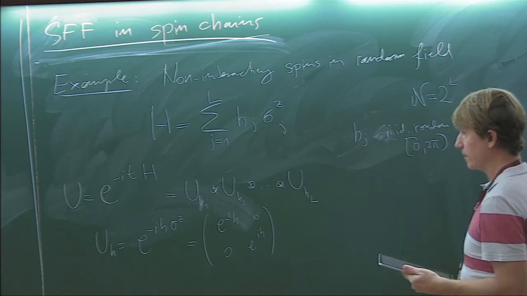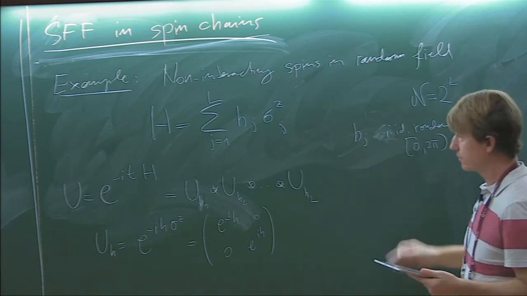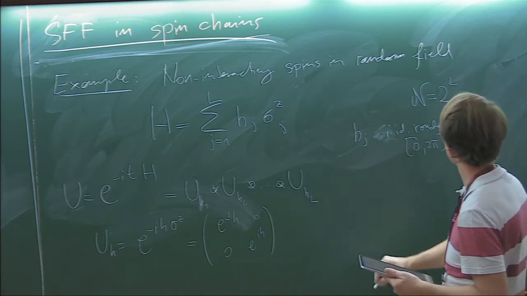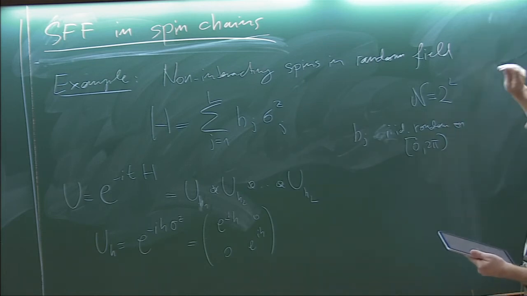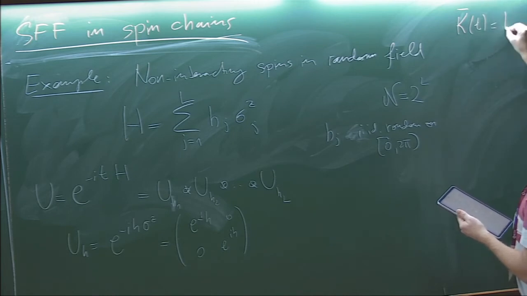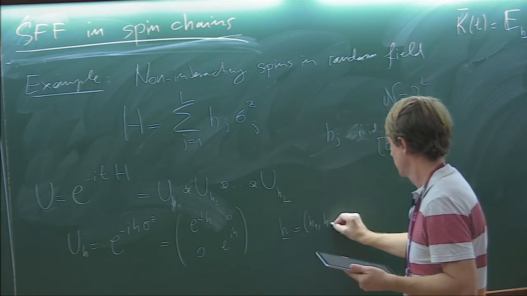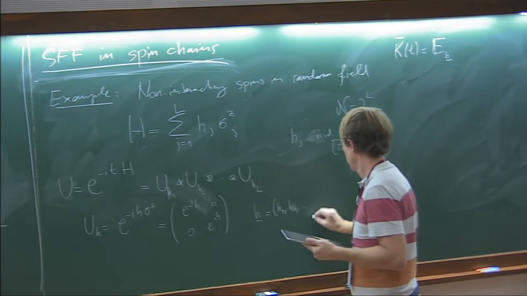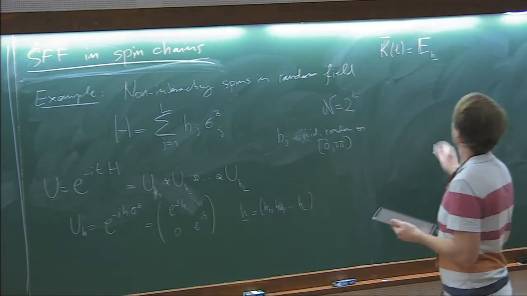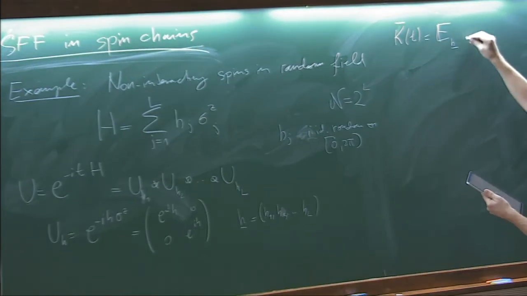And now let's define the spectral form factor. What we will average over is the random field. So this will be our averaging parameter. Now let's define K bar. Let's define a vector of random fields. We define this as a spectral averaging with respect to IID random fields.